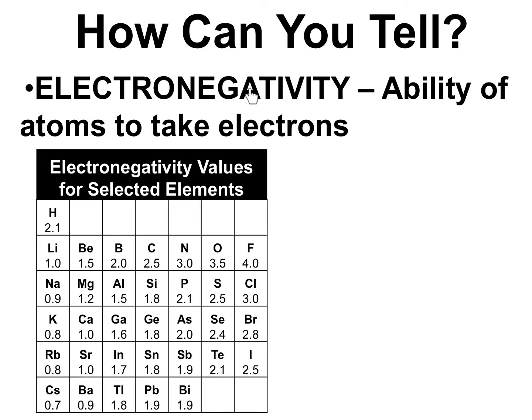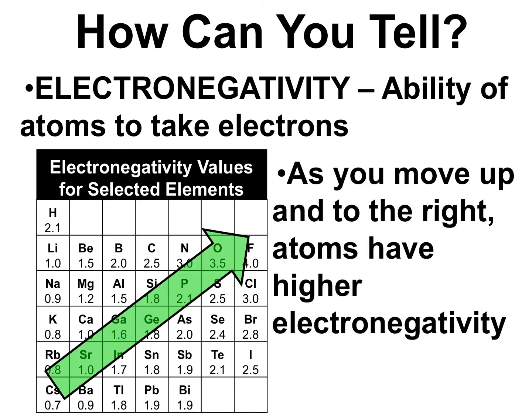Simply put, electronegativity is a measurement of how badly an atom wants electrons. Elements with higher electronegativity will attract electrons to them, and elements with a lower electronegativity are more likely to give those electrons away. The trend on the periodic table is that if you move up and to the right on the periodic table, elements will have a higher electronegativity. So fluorine atoms have the highest electronegativity.